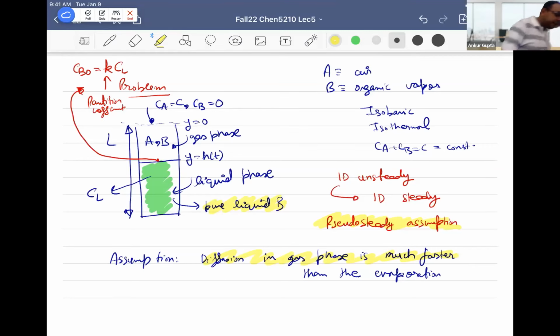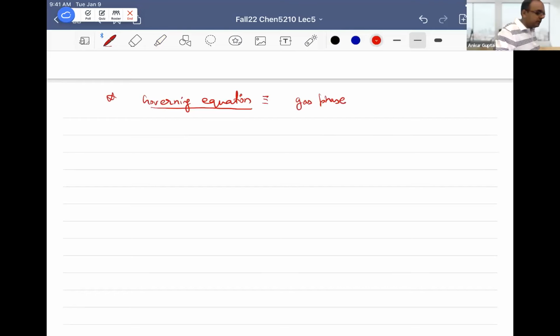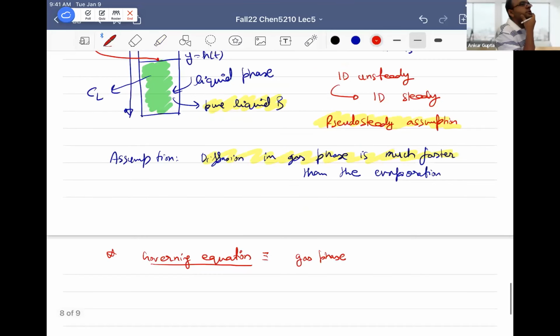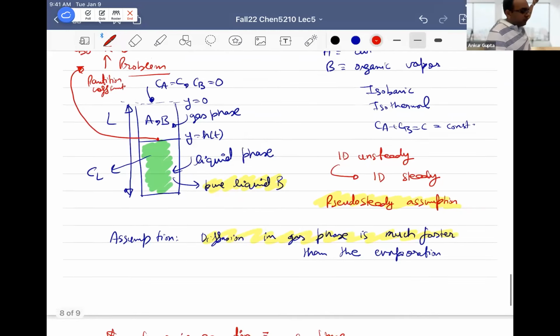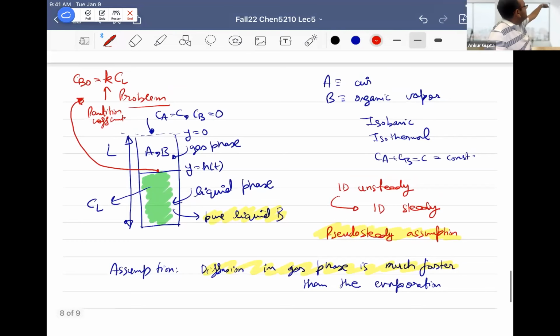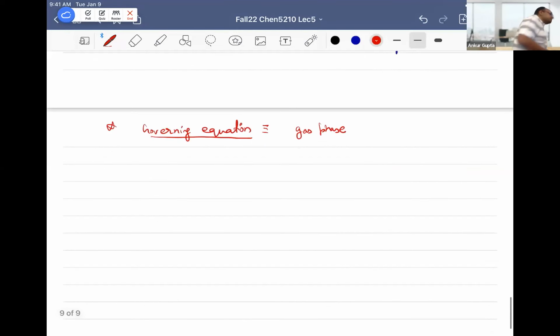So with that assumption, let's start with our governing equation. Now we are interested in the gas phase. I'm not interested in what will happen in the liquid phase. Is there any concentration? No, in the liquid there is no concentration. But in the gas phase, at the top we know C equals 0, and at the interface it's CV naught.